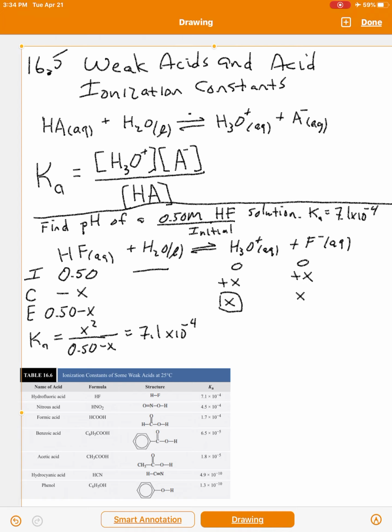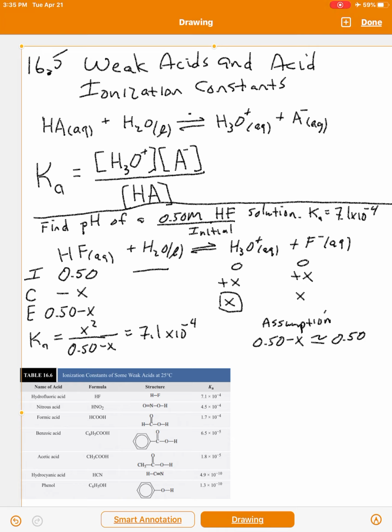So how do we solve for x? Well, it looks like a quadratic formula type problem, as we saw back in chapter 15. But I'm going to make an assumption here. And the assumption I'm going to make, I'm going to write this down, is that 0.50 minus x, that's the denominator of that expression for Ka, is approximately equal to 0.50.